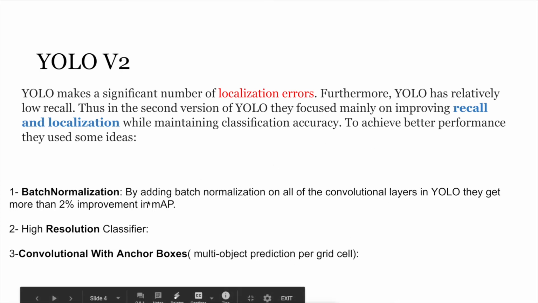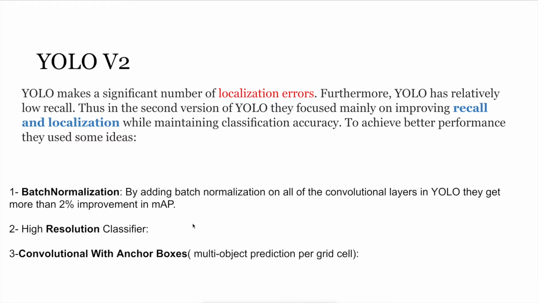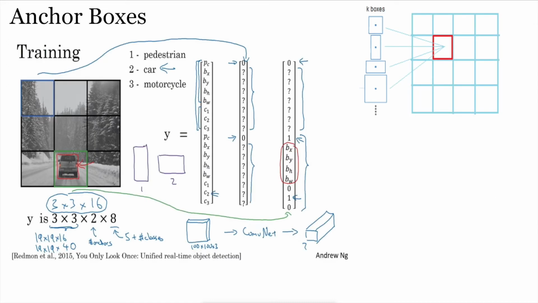YOLO version 1 doesn't have batch normalization, but YOLO V2 has batch normalization and better resolution, and it started predicting bounding boxes using the anchor boxes concept. YOLO V1 was unable to get multiple classes, like multiple objects in a particular image. It could only detect one object in one image. Now multi-object prediction can be done in YOLO V2, per grid cell, so multiple objects can be detected per grid cell.